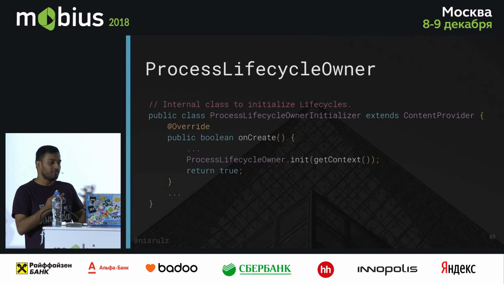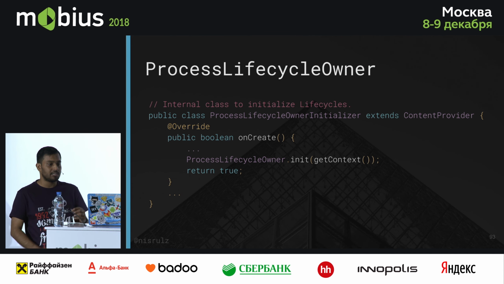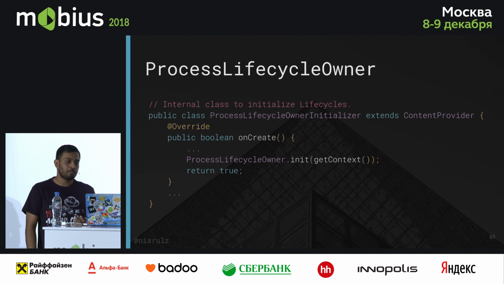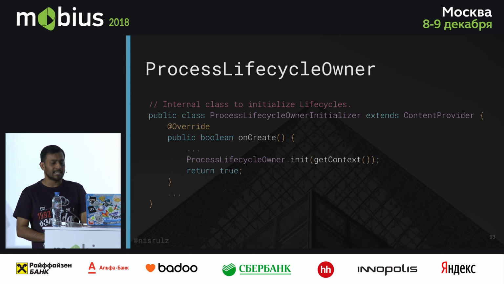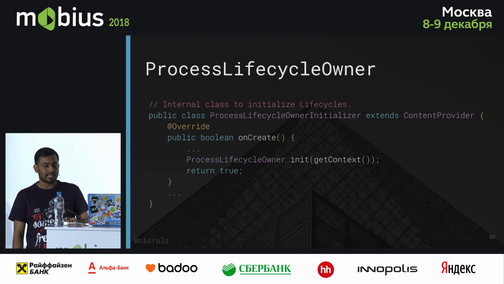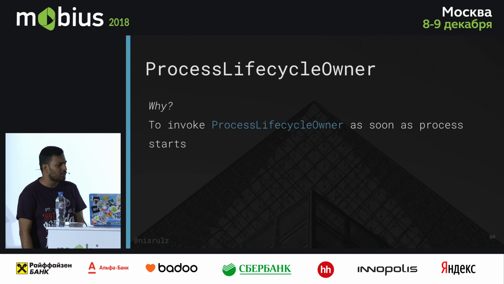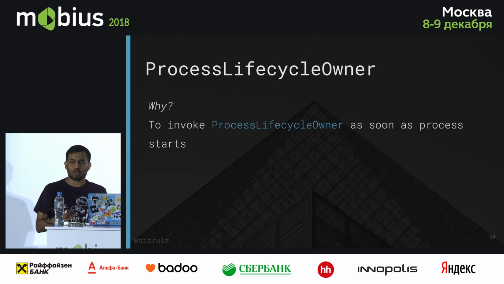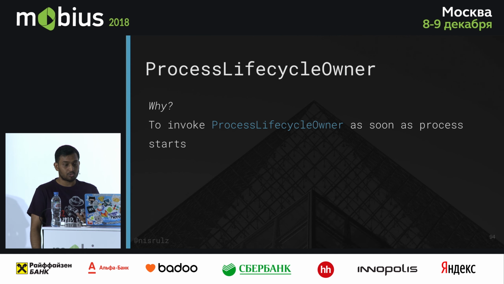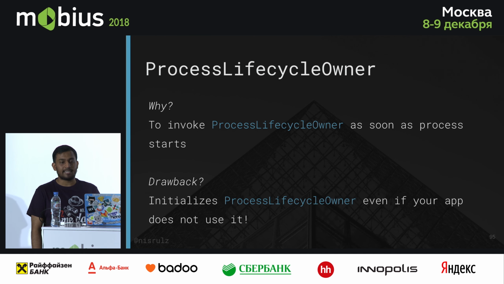We were talking about the ProcessLifecycleOwnerInitializer itself, and I looked into the source code again. It was doing something weird: it extends ContentProvider because it's a provider element, but in onCreate, it was initializing ProcessLifecycleOwner, and it could get the context there. Now, that is weird. Why would it do it? It wants to invoke ProcessLifecycleOwner as soon as the process starts. Basically, it adds the provider element even if you are not using ProcessLifecycleOwner. If you added the dependency by mistake, it's initializing a library even though you don't want it. So that's a drawback.